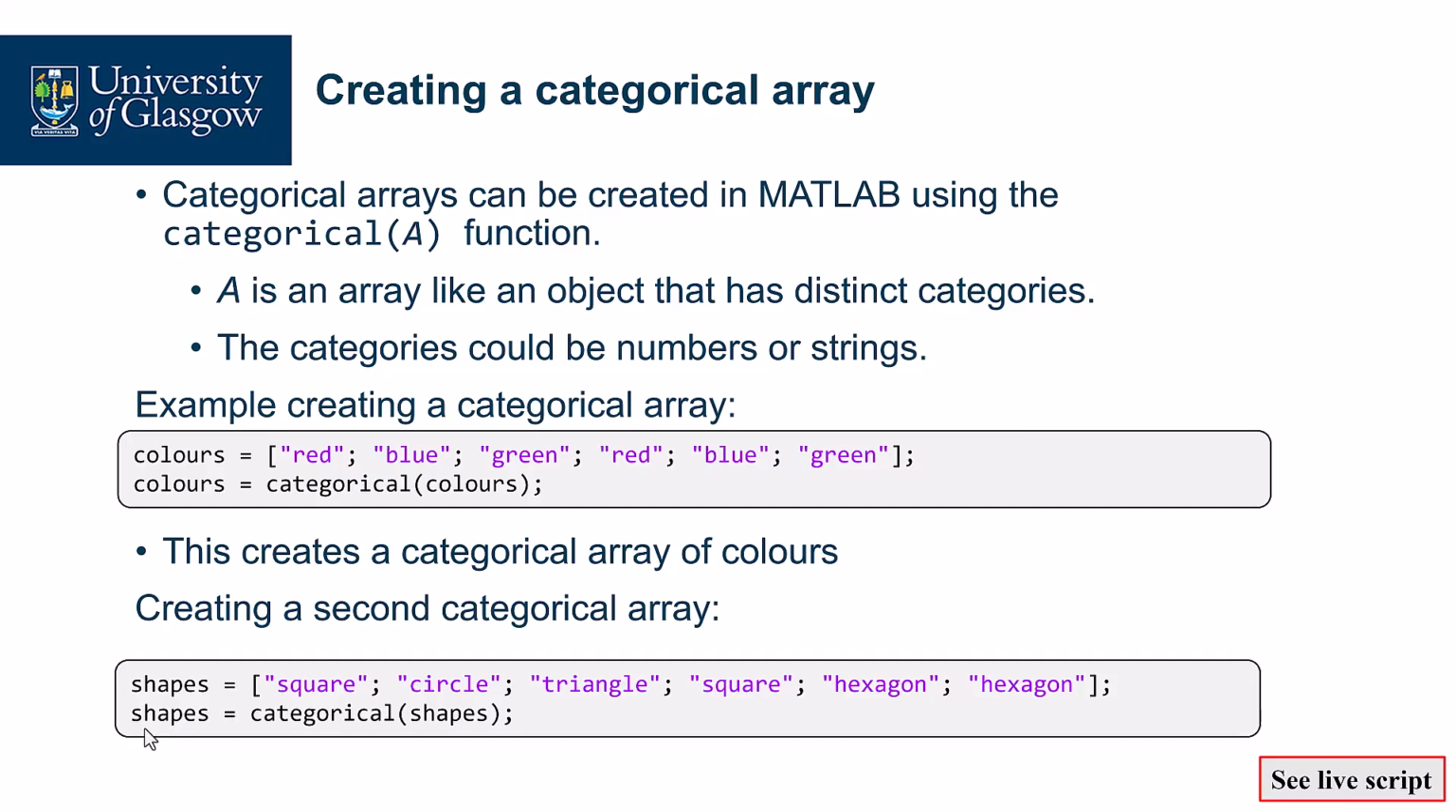So the question is, why do we do that? How can we use these colors and shapes? On its own, it's not very useful. But later you will see some functions that only accept categorical arrays. That's why we need to do this. But before that, let's learn more about categorical arrays.